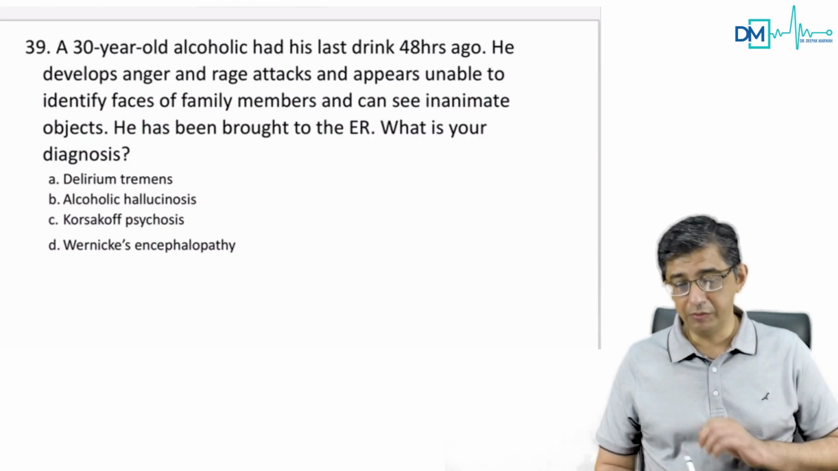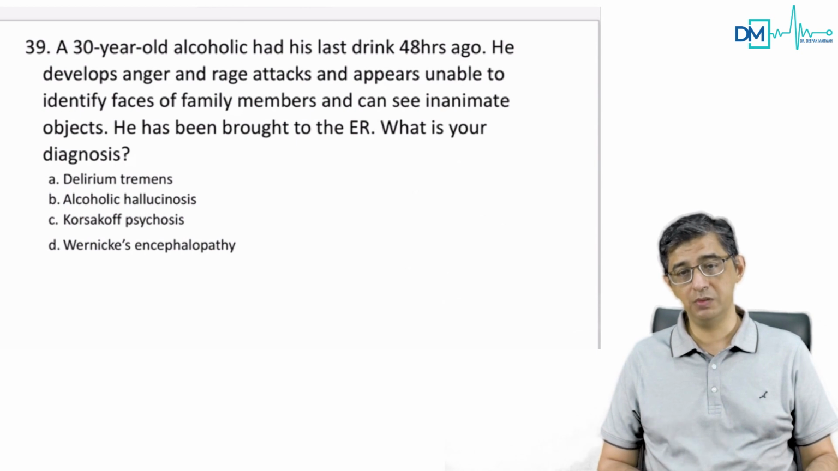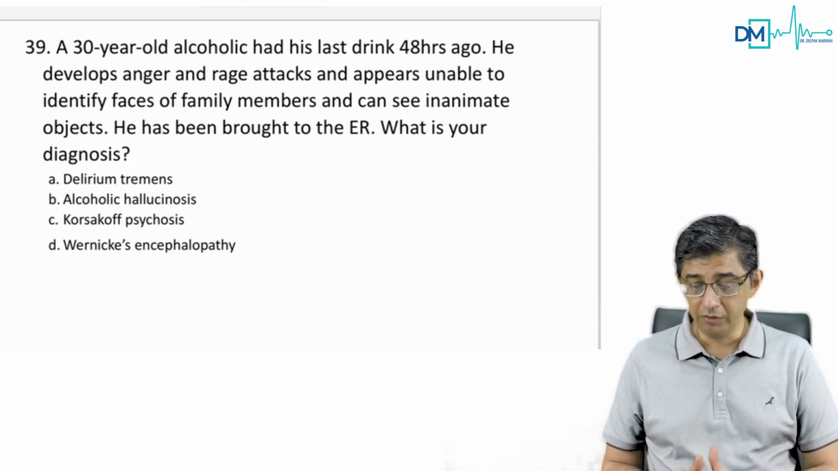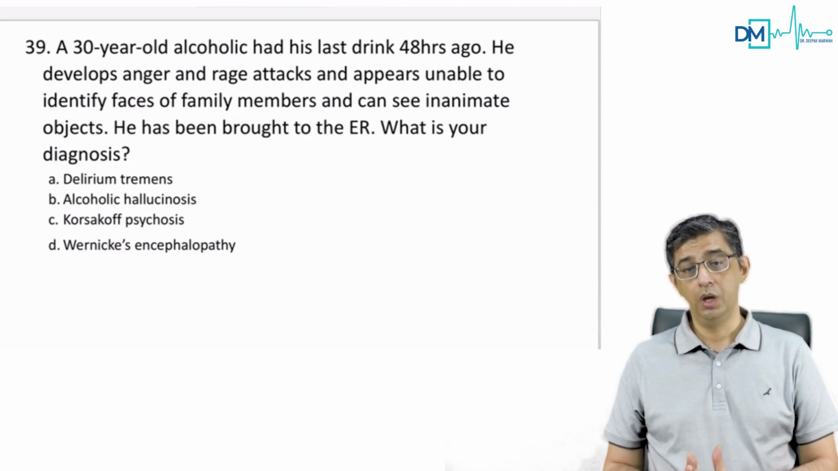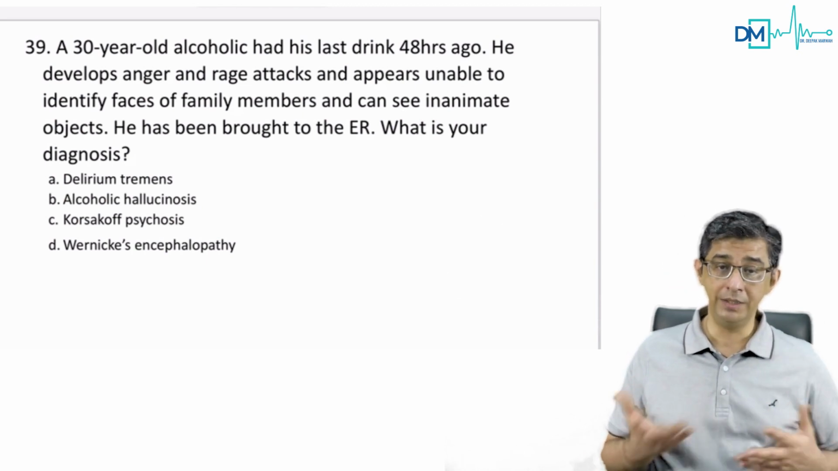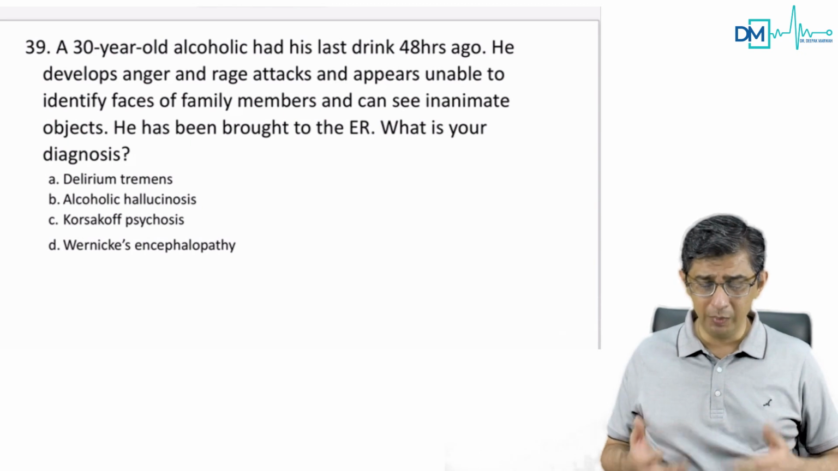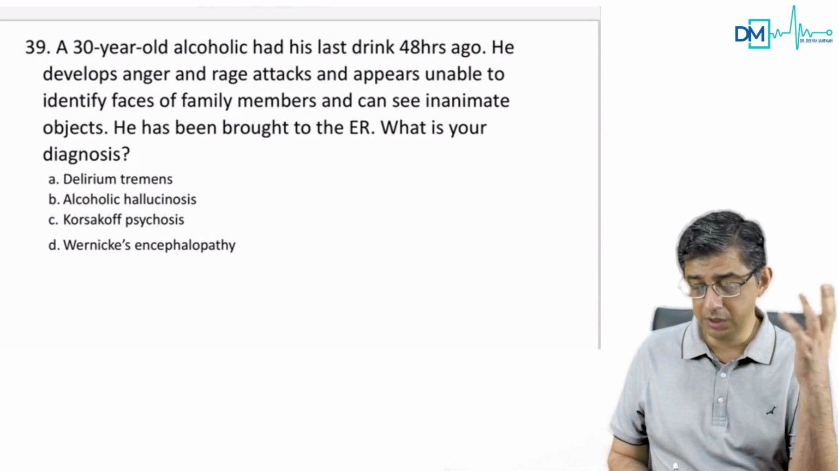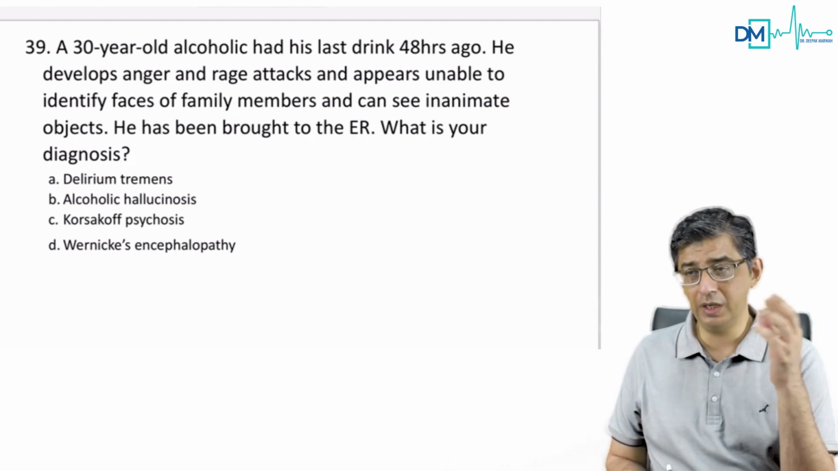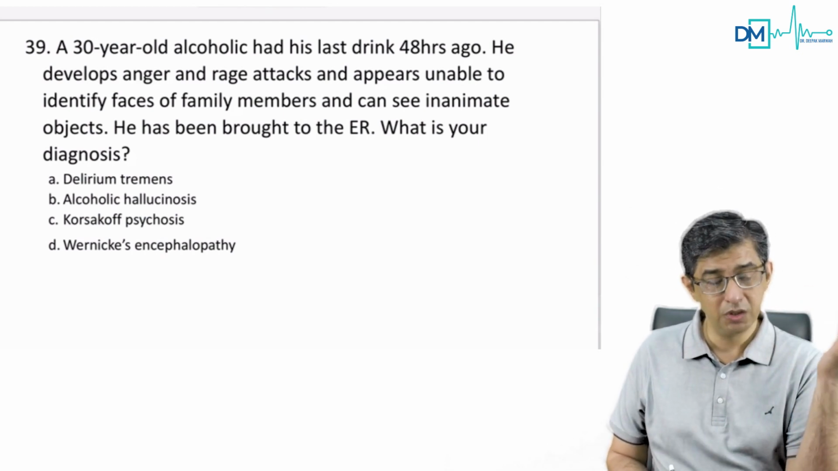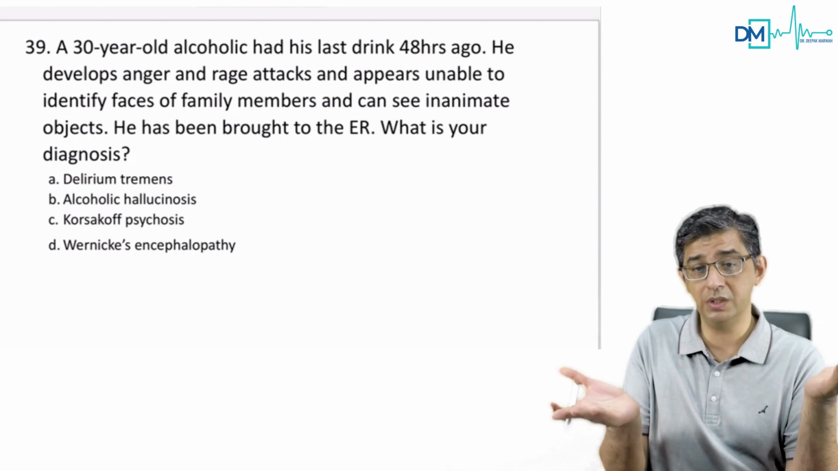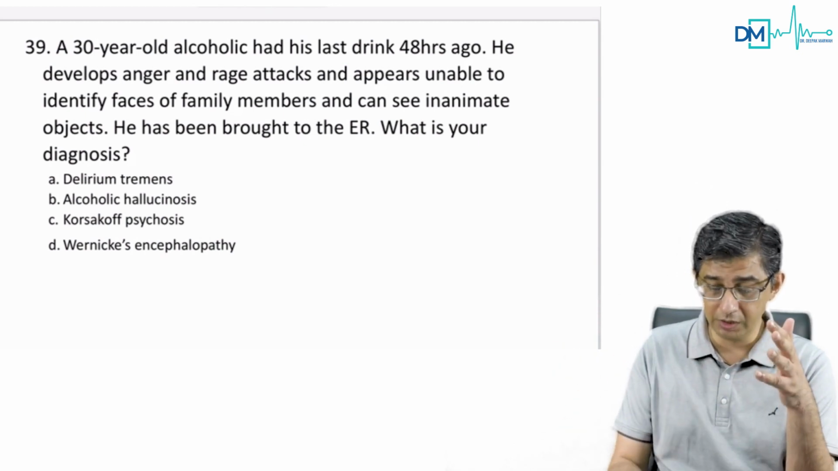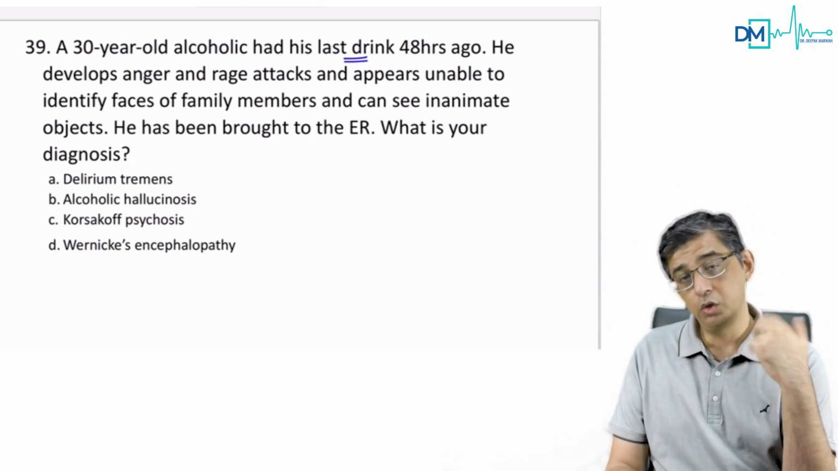Coming to alcoholics, they love to ask about alcoholics in the MCA exam. This is one such demonstration. A 30-year-old alcoholic, he had a drink 48 hours ago. He has currently developed anger and rage attacks, so he's becoming violent. He's unable to identify faces of family members, and he can see inanimate objects. Inanimate objects mean non-living. He can see a rock, he can see a chair, he can see any object which is non-existent. He's been brought to your ER. What is your diagnosis? Now the bottom line is he stopped drinking 2 days ago.